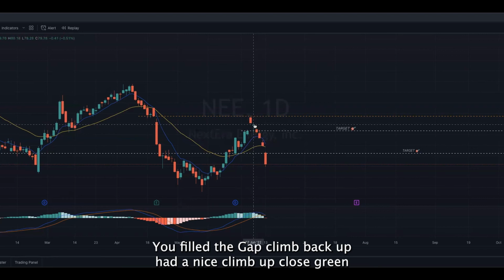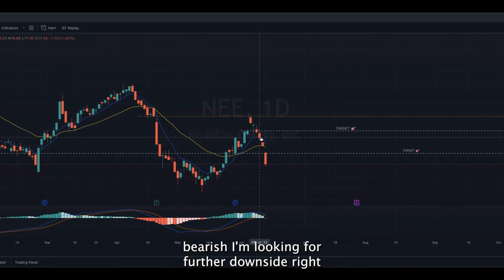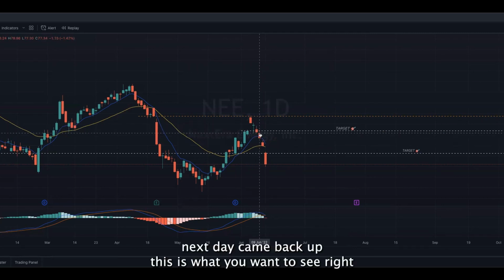You filled the gap, climbed back up, had a nice climb up, closed green. Next day, gap down, rejected, closed below gap fill, bearish. I'm looking for further downside, right? Next day, came back up. This is what you want to see, right?